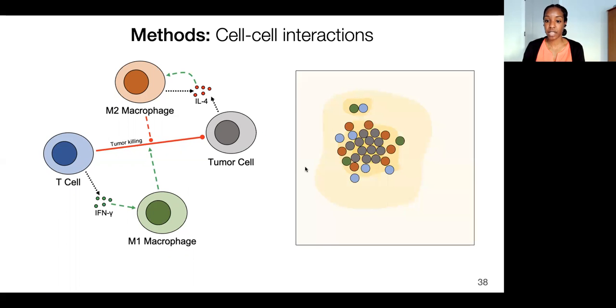We also, as I mentioned, have this layer of continuous variables. I just want to give an illustration of that. So the yellow color here is meant to describe the concentration of IL-4. So tumor cells and M2 macrophages secrete IL-4, so there might be a higher concentration here, and then it can diffuse away, and that's illustrated by the lighter yellow color.